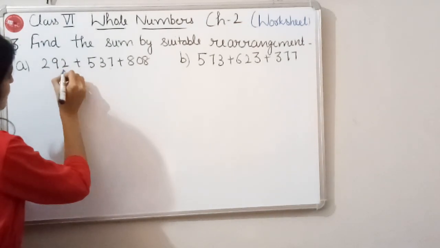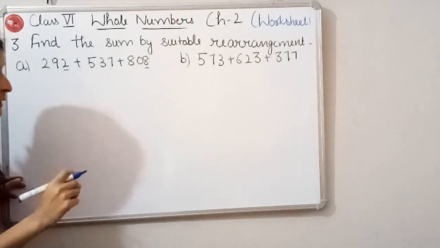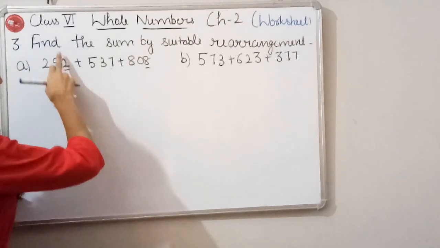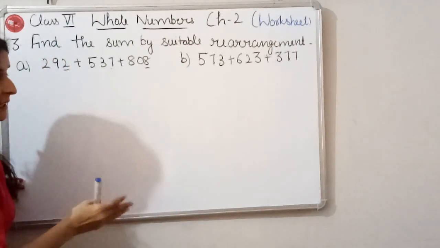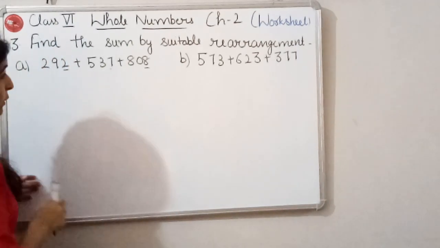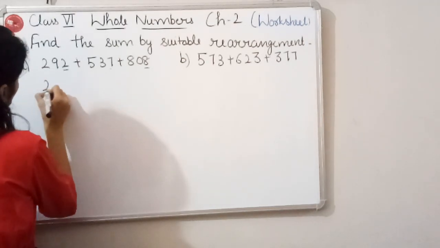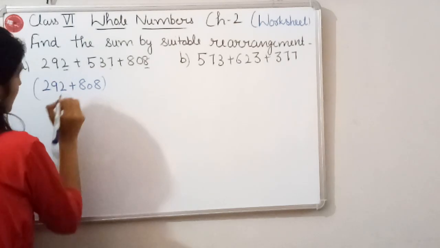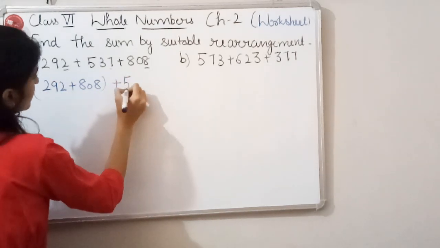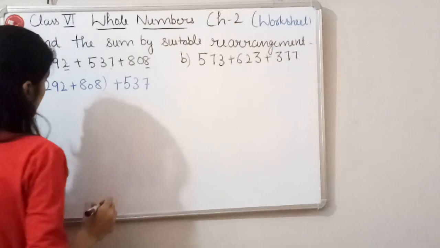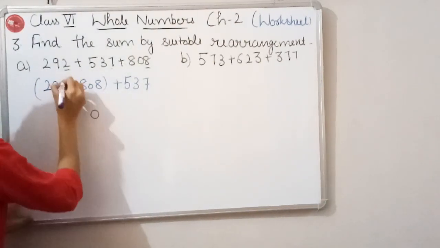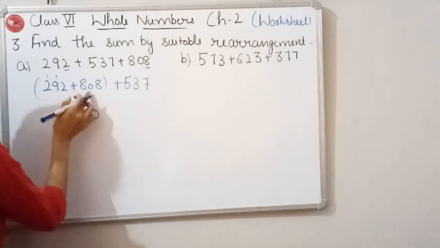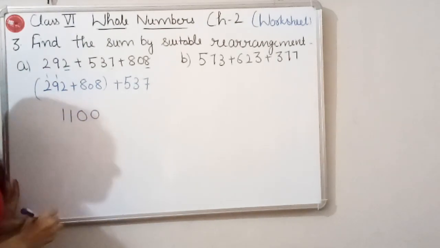If we add 2 to this 8, we are going to get 10. 2 plus 8 is 10. And then 1 carry, 9 plus 1 is again 10. It means we are going to get more and more zeros. So we are going to add 292 and 808 first. And then we will add 537 to the answer. So 8 plus 2 is 10. 9 plus 1 again 10. 2 plus 1 is 3, and 3 plus 8 is 11.